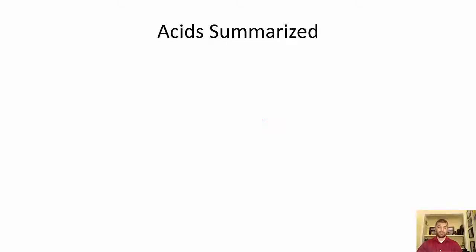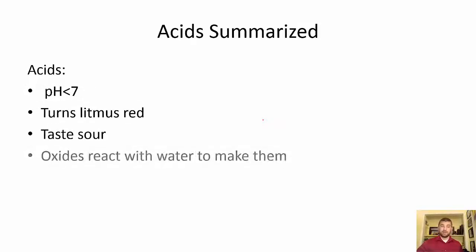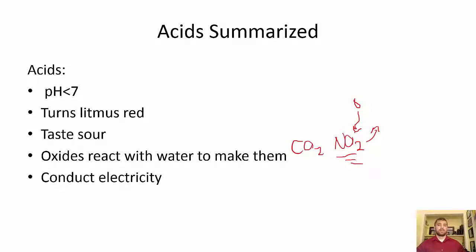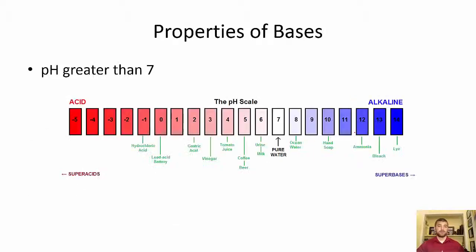All right, so acids summarized. Know that they have pH less than 7. They turn litmus paper red. They taste sour. Oxides react with water to make them. That's why we get acid rain. Things like CO2 and NO2 are given off into the air, and then when it rains, that's my raindrop coming down, they react with the gases in the air and become acidic. They conduct electricity, and they will also eat away metals, most metals.